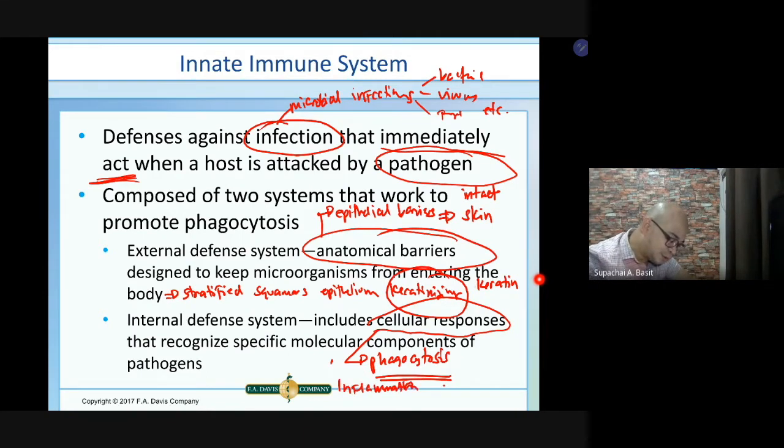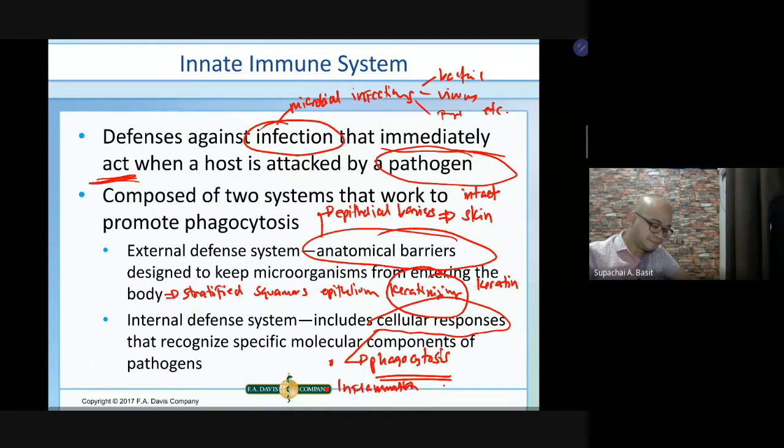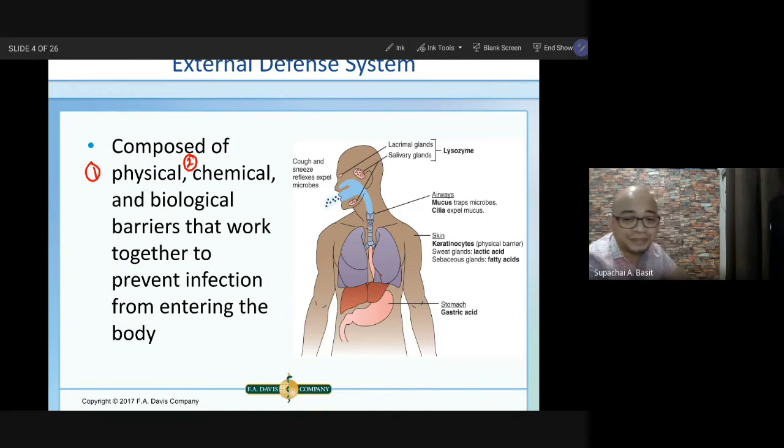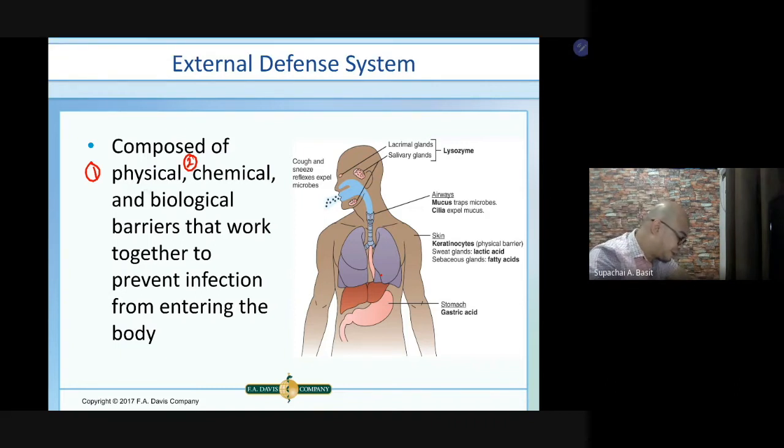These two are very important mechanisms as part of our body defense. So let's talk about the external defense system. The external defense system is composed of physical, chemical, and biological barriers. So we have three barriers: physical, chemical, and biological barriers.